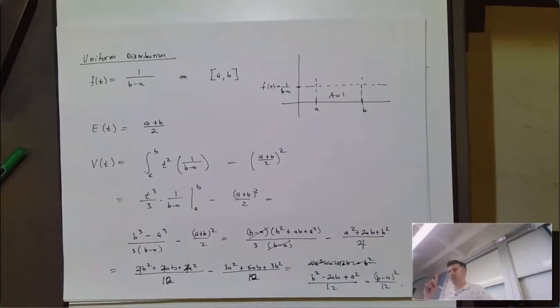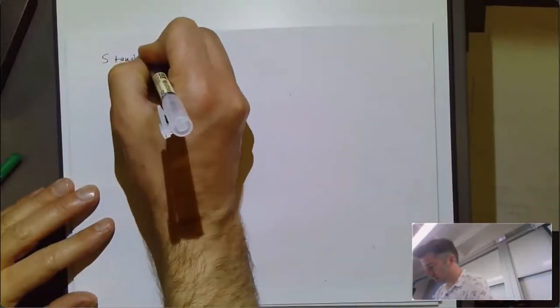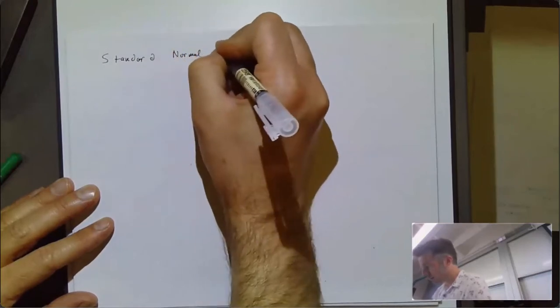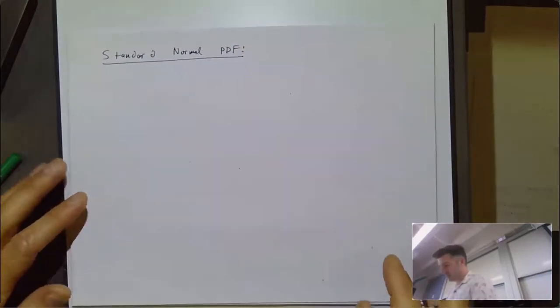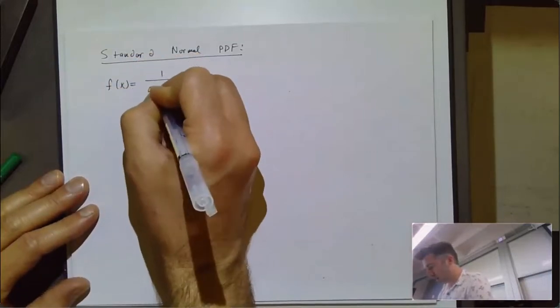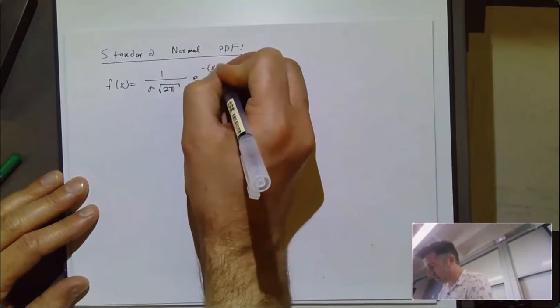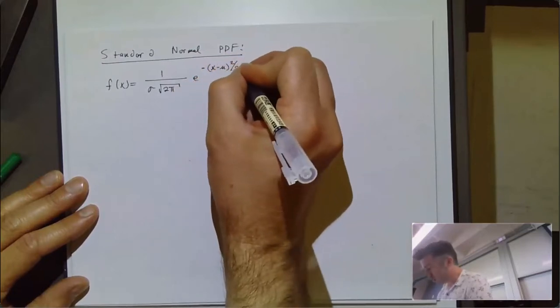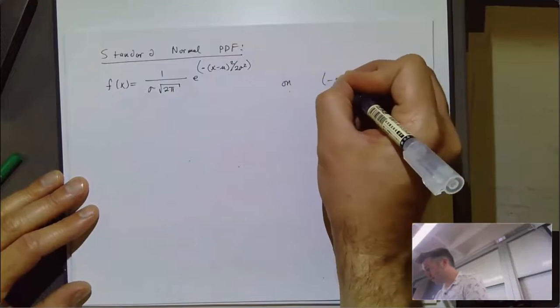One more special type of function, the standard normal probability density function, which if you've ever taken a statistics class, you have seen before. So here is the very general way of writing it. f of x is equal to 1 over sigma times the square root of 2 pi times e to the negative x minus mu squared over 2 sigma squared on the interval from negative infinity to infinity.